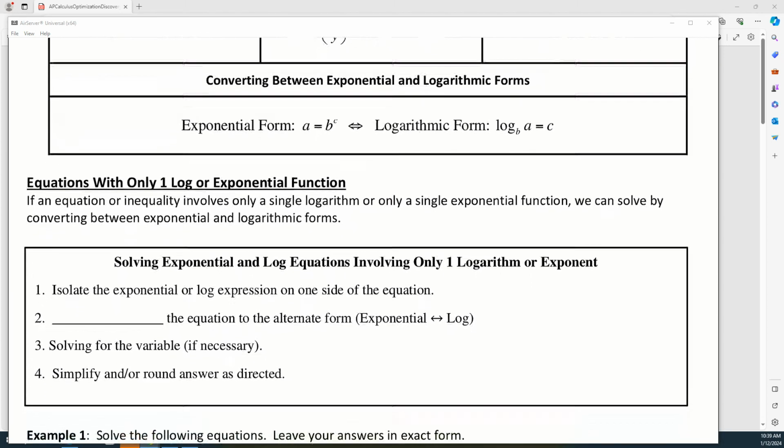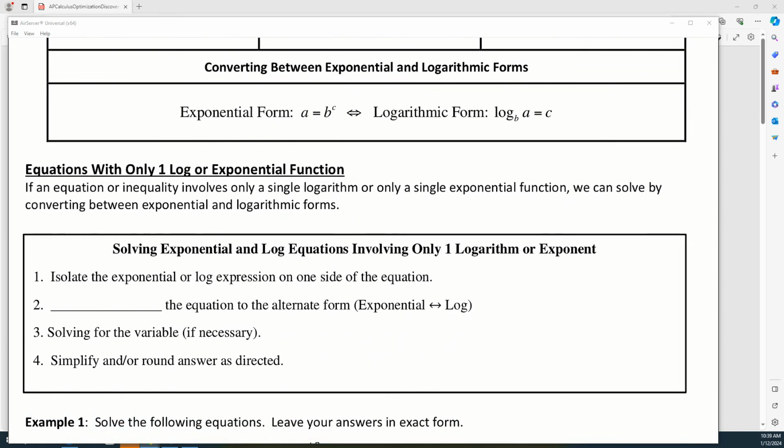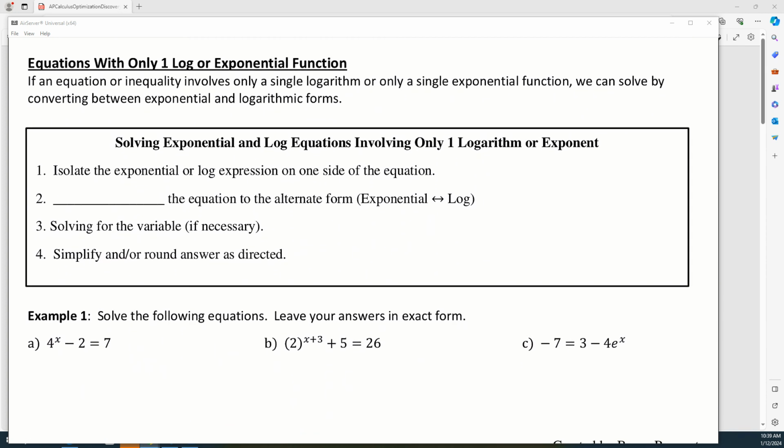All right, so like I said, the main thing you need to be able to do is convert between exponential and logarithmic and just do basic equation solving. So today we're going to start with the basic equations, and then the next day we have class, we'll do the ones that are more complicated. So when it's basic, you just have one exponential or you just have one logarithmic expression.